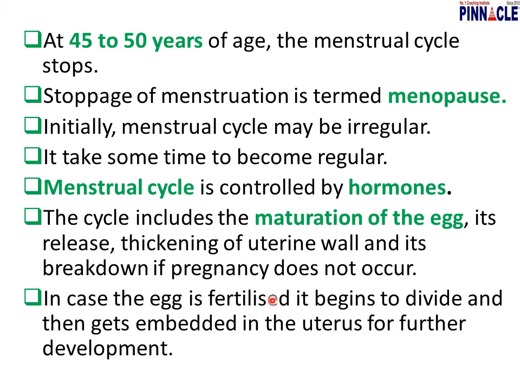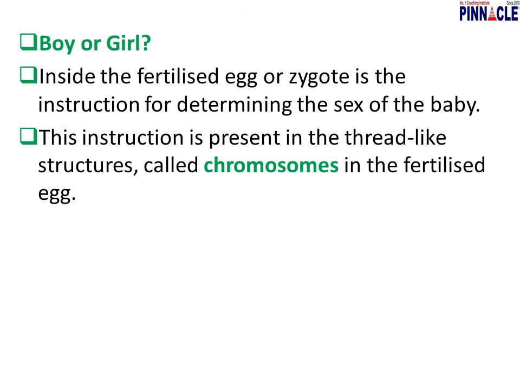In case the egg is fertilized, it begins to divide and then gets embedded in the uterus for further development. As we have discussed, the embryo develops because the egg of the woman and the sperm of the male fuse and make a zygote, and then the zygote divides and converts into an embryo, which is embedded in the uterus for further development. This is the case till now.